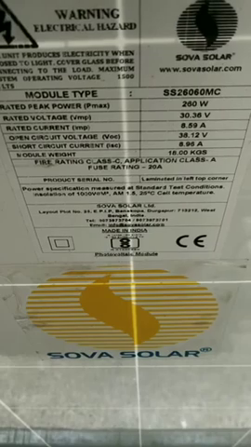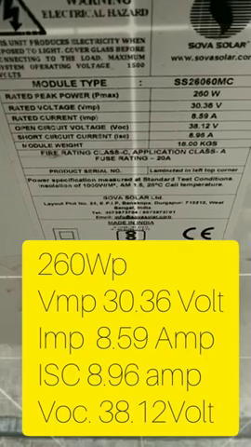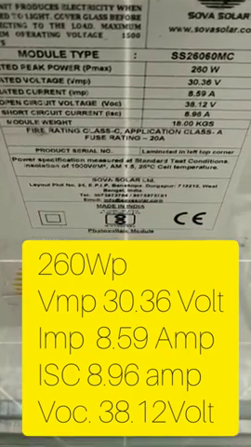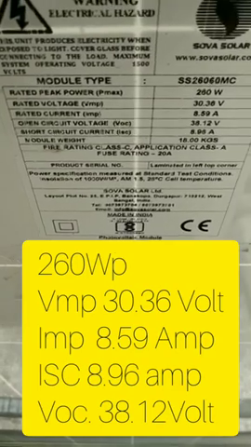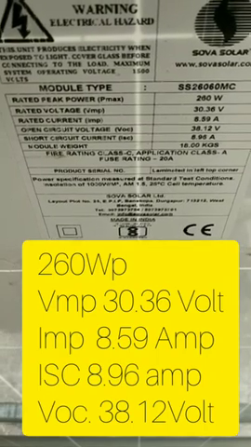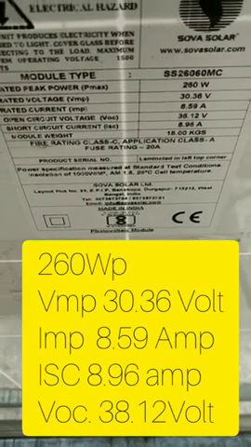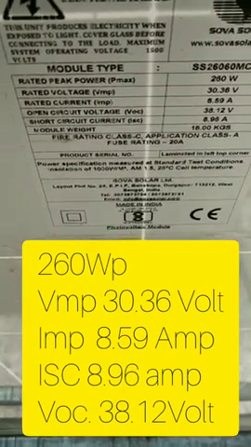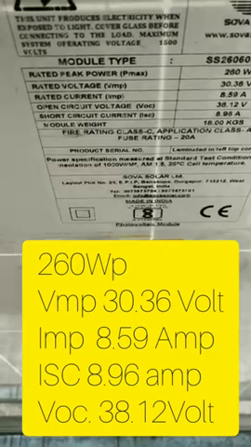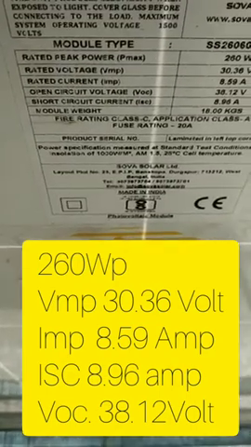This module is made in India. Okay, so now I think it is visible. So you can see here the total watt peak is 260 watt peak. Total rated voltage is 30.36 volt VMP. Rated current is 8.59 ampere. Open circuit voltage is 38.12, and short circuit current is 8.96. Total module weight is 18 kg.